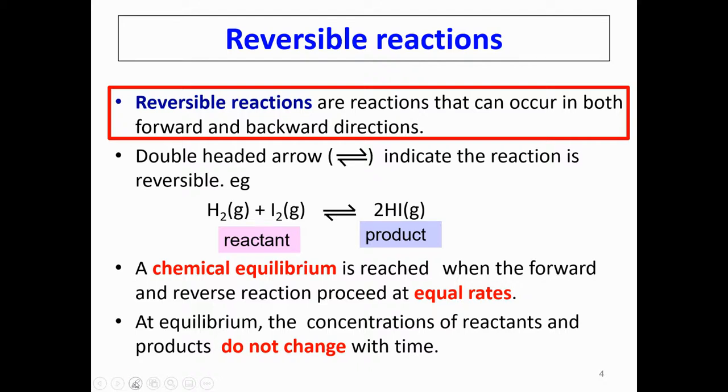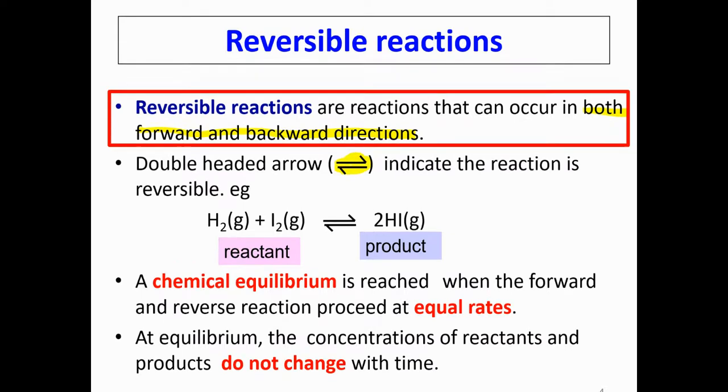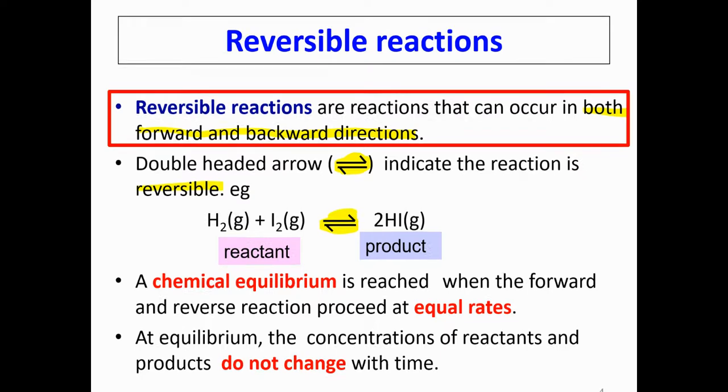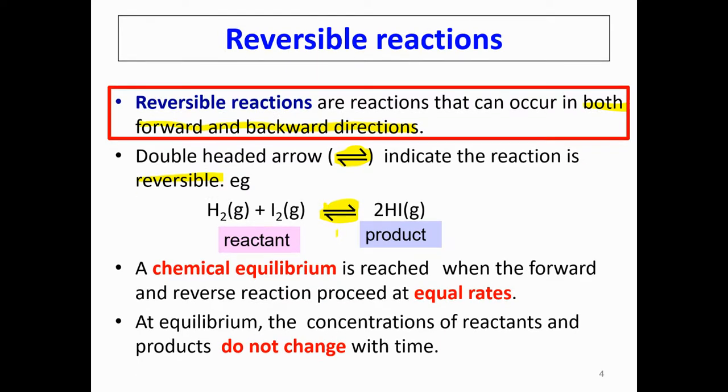Now next, let's look at the meaning of reversible reaction. Reversible reactions are reactions that occur in both forward and backward directions, and we must use a double-headed arrow to indicate that the reaction is reversible. For example, hydrogen reacting with iodine is a reversible reaction. What does a reversible reaction mean? Reactant becomes product, and at the same time, product also becomes reactant.